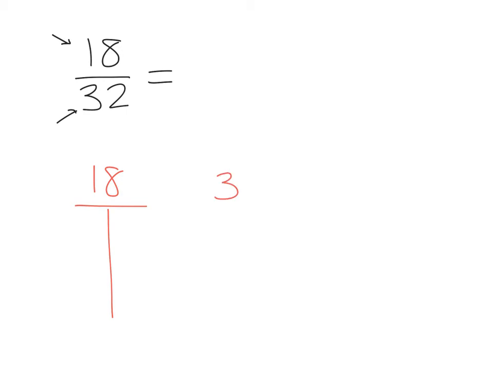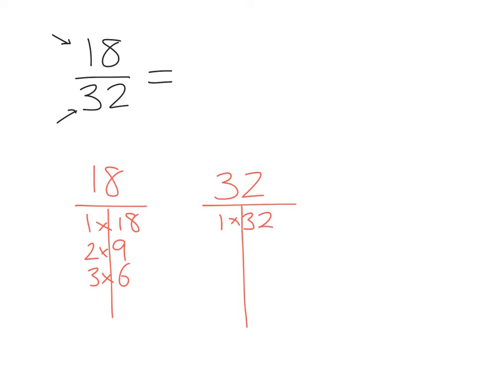Let's write out our factors of 18 and 32. I have my chart out. 1 and 18 works. 2 and 9 works. 3 and 6. 4 is not working. 5 is not working. And 6 is already there. Okay. 1 and 32. Check your factor trees and make sure you have everything I have.